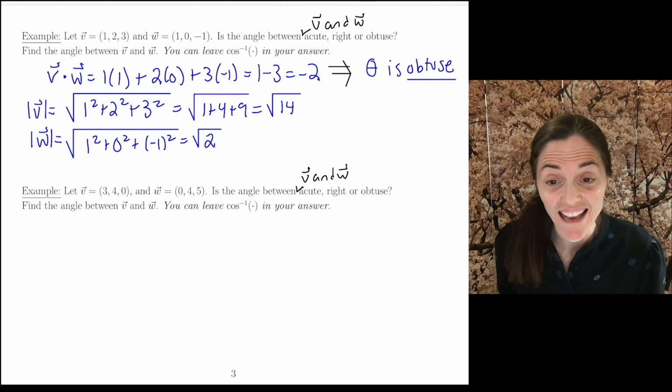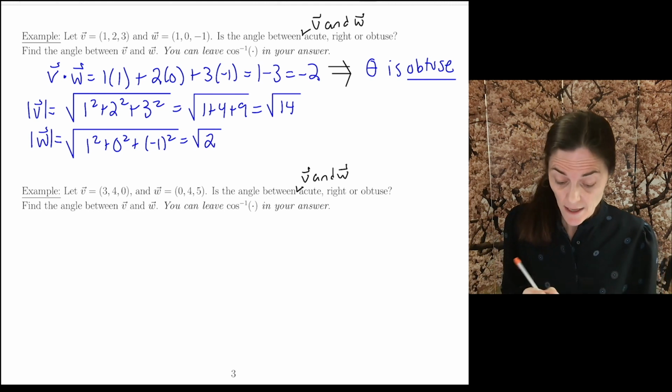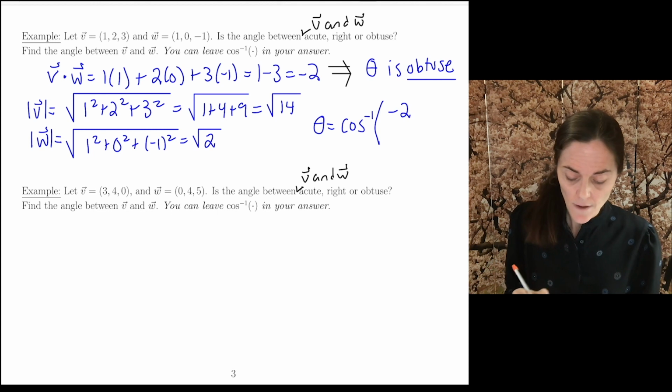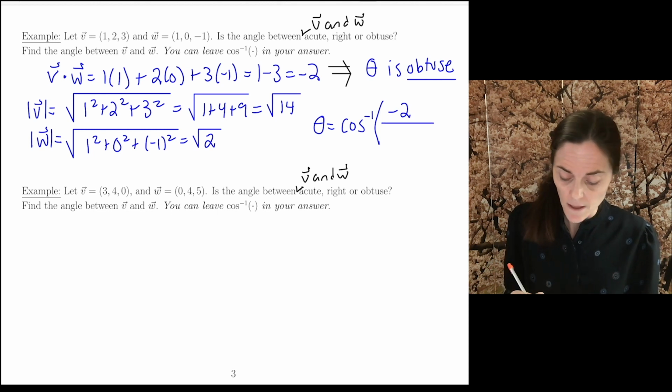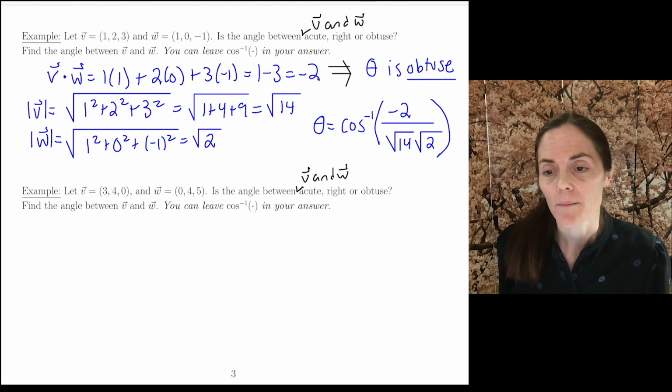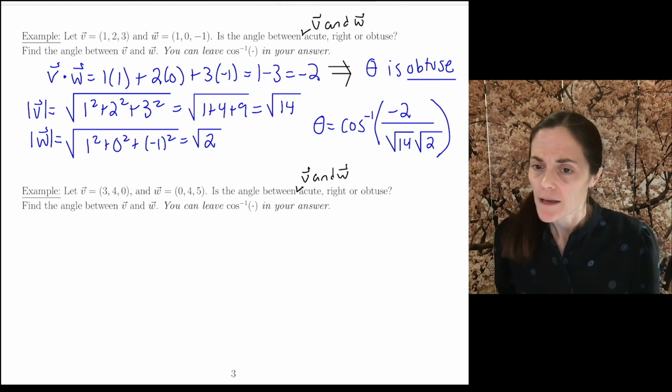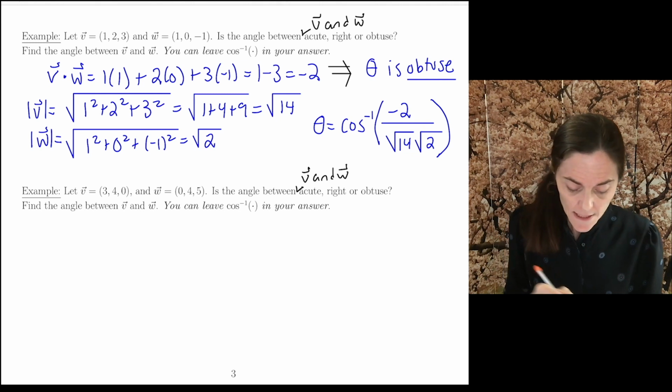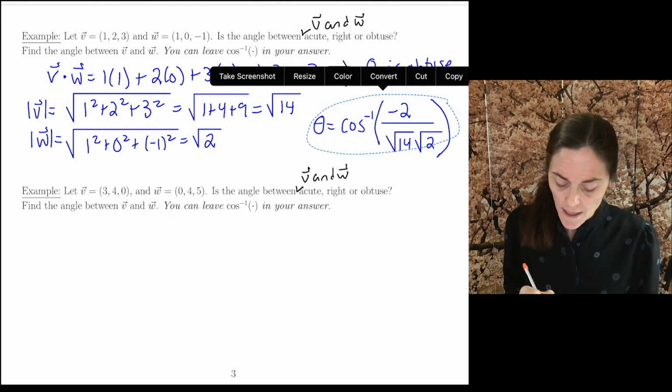Now I have everything I need to get theta. I know that theta is the cosine inverse of, well, you take v dot w divided by the length of v times length of w. And this is 14 and here. This is theta. You could calculate this in your calculator if you wanted to. In fact, in this example, I can slightly simplify.